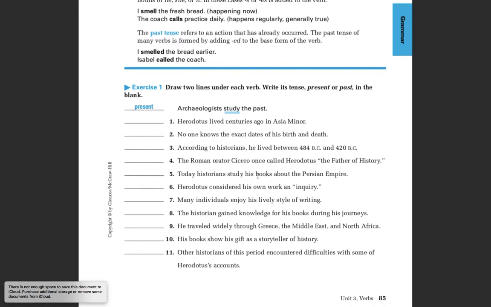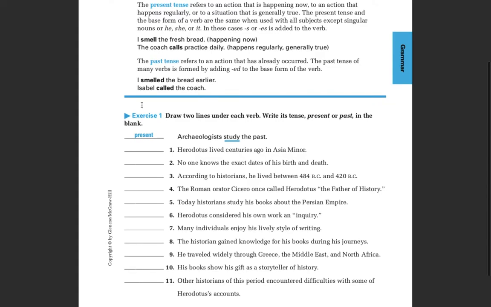Exercise 1 says draw two lines under each verb. Write its tense, present or past, in the blank. The first one has been done for you. I'm going to read it and explain how they did it. Archaeologists study the past. So they double underlined the verb here, which is study, and they said that it's in the present tense. And yes, it's definitely in the present tense because, as I explained here, there are only two ways to form a present tense.